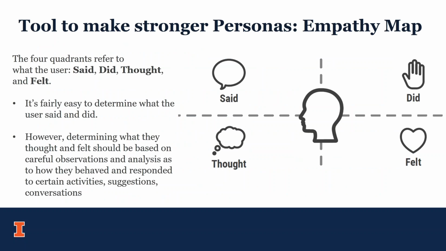A great way to do this, one of the tools you can use, is the four quadrants. So this is called the empathy map. It's really easy to figure out what a person said and what they did. That's just observation and listening and writing it down. But it's also important to figure out what were they actually thinking at that time, and what were they feeling at that moment. And you can do that maybe by following up with them or reading their actions, their behaviors.